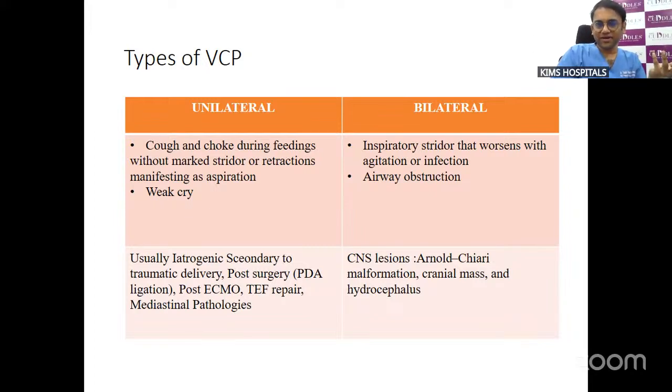Bilateral palsy is rare compared to unilateral palsy, where the babies usually have adduction, which can cause inspiratory stridor, and any agitation or infection leads to worsening and they can have significant airway obstruction. Usually these babies have certain CNS abnormalities like Arnold-Chiari malformations, cranial masses and hydrocephalus. They need to be evaluated for these before taking care of the vocal cord palsies.